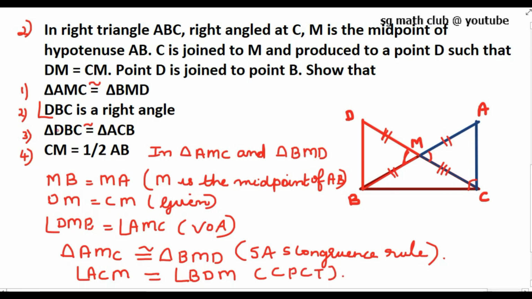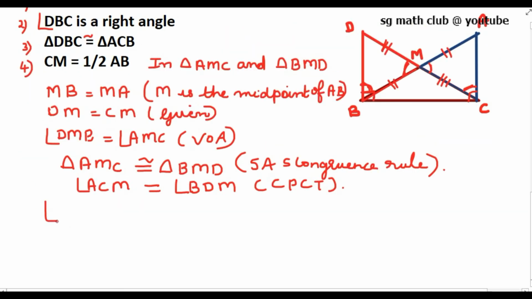Now second thing, we need to prove that DBC is a right angle. That means this full angle is equal to 90 degrees. We have to prove DBC is a right angle, means angle DBC is equal to 90 degrees. Just now we got that ACM, that is this part, is equal to this part. Now how will you prove that the full angle is 90 degrees? Already we know that angle C is 90 degrees. So we need to prove that now B is also 90 degrees.